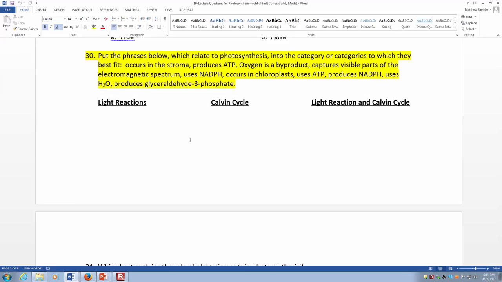Where would you put produces ATP? Light reactions, right. So produces ATP goes into light reactions. How about oxygen as a byproduct? Right, light reactions. How about captures visible parts of the electromagnetic spectrum? That's light reactions. How about uses NADPH? It's Calvin cycle. How about occurs in chloroplasts?